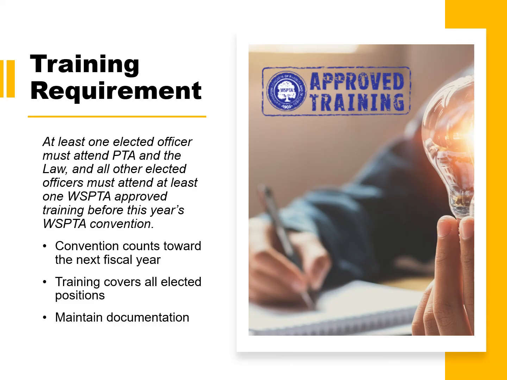The annual training requirement in the SOA hasn't changed. Each year, at least one elected officer must attend PTA and the Law, and all other elected officers must attend at least one Washington State PTA approved training before this year's Washington State PTA convention. The other requirements remain the same as well. Training received at or after convention counts toward the next fiscal year, and a person who attends an approved training and holds multiple offices shall have fulfilled the requirement for all of the positions they hold.